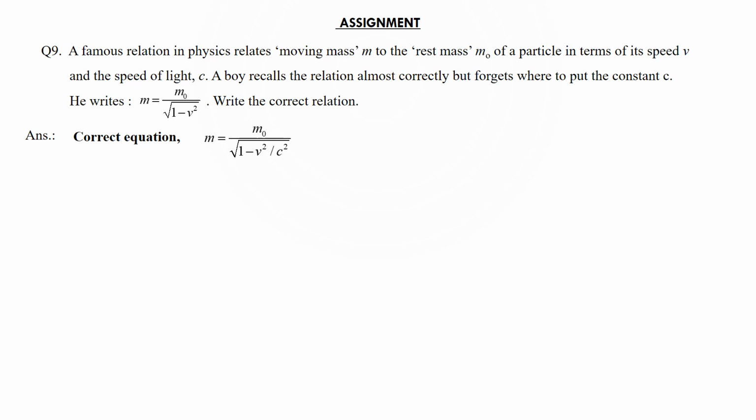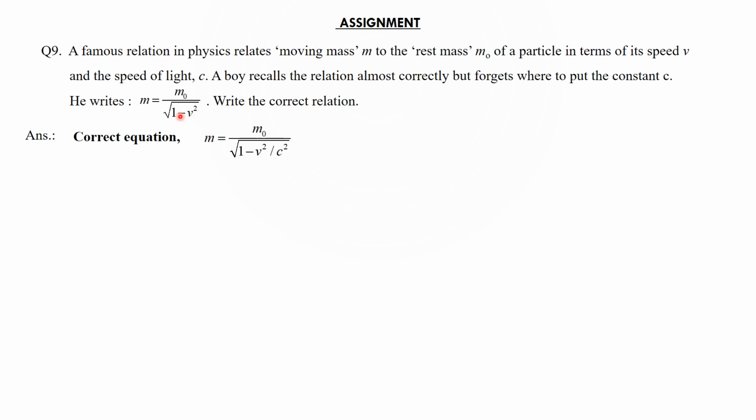Now how did I get this? Let us understand. LHS is m. Okay, RHS, the numerator is m naught, so the dimension is M. That means the denominator should be dimensionless. Only then LHS and RHS are the same. Okay, the denominator should be dimensionless. Now here it is 1, and here it is v square.